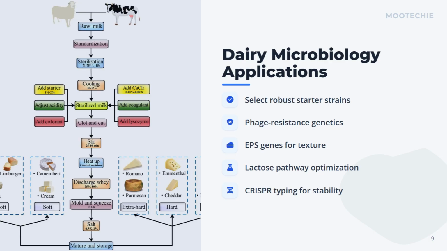The second part, dairy microbiology applications, shows the genetic principles behind improving this process. We select robust starter strains for consistent fermentation. We use phage resistance genetics to protect cultures from viral attacks. EPS genes for texture refers to genes that produce exopolysaccharides, which improve the creaminess of yogurts and cheeses. Lactose pathway optimization involves selecting or engineering strains that efficiently convert lactose. And CRISPR typing for stability is a method to track and ensure the genetic consistency of microbial cultures over time.